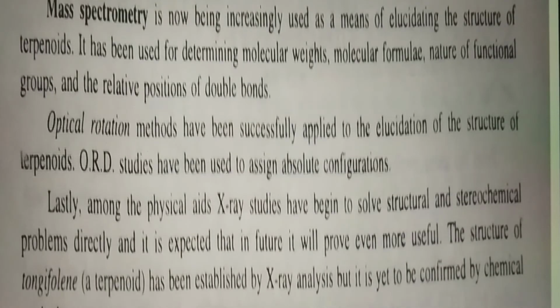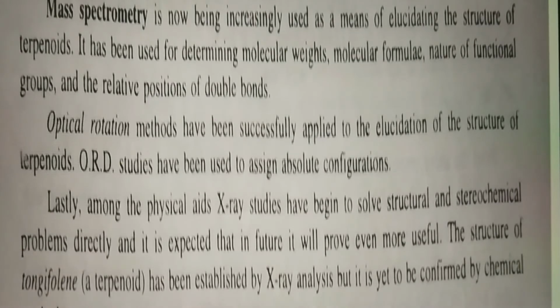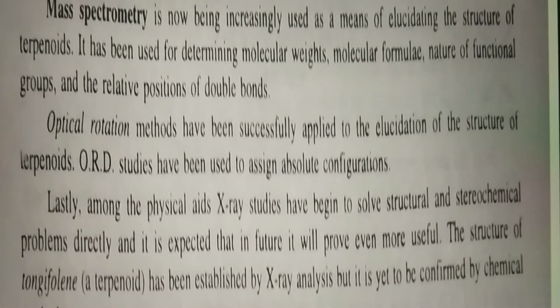Now we come to mass spectrometry. Mass spectrometry is now being increasingly used as a means of elucidation of the structure of terpenoids. Using mass spectrometry, we can determine the molecular weights, molecular formula, nature of functional groups, and the relative position of the double bonds. Next are the optical rotation methods. They have been used successfully for the elucidation of the structure of terpenoids, and ORD studies have been used to assign absolute configurations to the molecule.